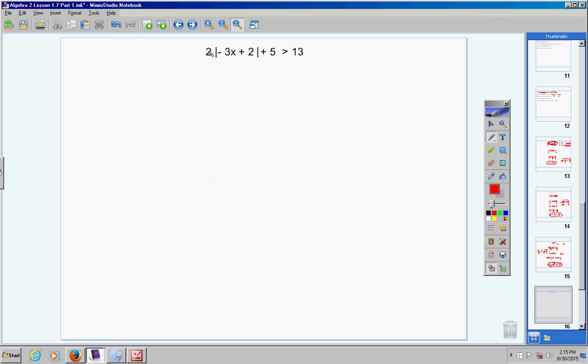There are two numbers on the outside that I have to get rid of. 1, 2. Always get rid of the multiplying number last. So I'm going to bring my +5 over and make it a -5. Now, to get rid of a multiplying 2, I'm going to divide. And there we go. Okay? So now the absolute value is totally isolated. I got rid of the +5 and the +2.